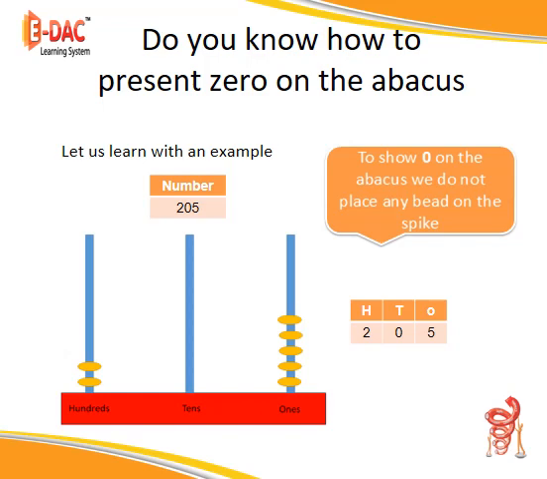0 in the number 205 is in the tens place. So in the tens place spike we will put no bead, which will mean 0. And we will put 2 in the hundreds place spike and we will put 2 beads for it. So now we have got the number 205 on the abacus.